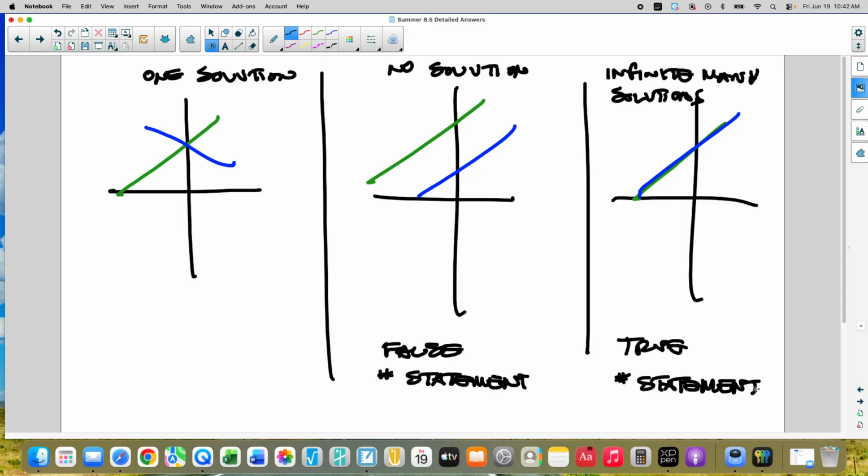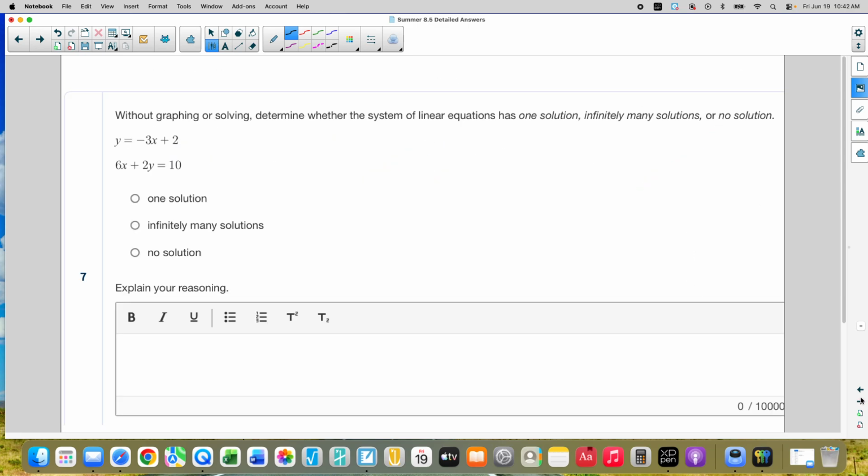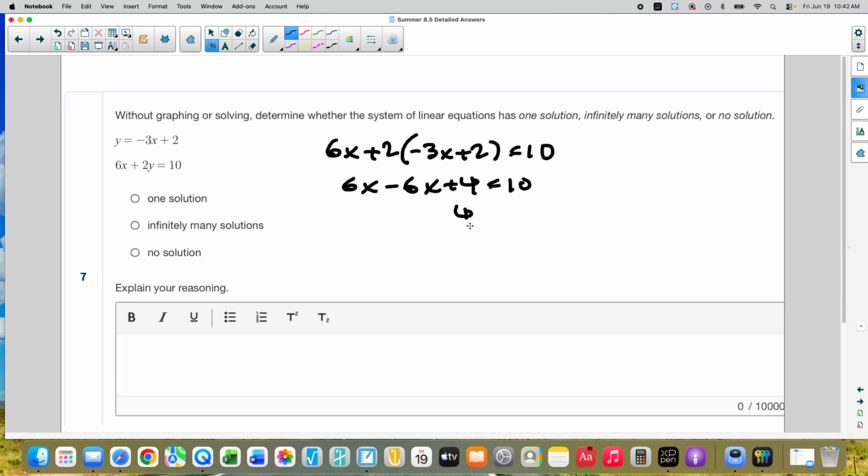So, yeah, that's good. Very important: explain your reasoning, because they're the same lines. Without graphing or solving, determine the weather of the system. So, if we use substitution, you're going to get 6x plus 2 times (negative 3x plus 2) equals 10. 6x minus 6x plus 4 equals 10, and you get 4 equals 10, which is a false statement. So it is no solution.